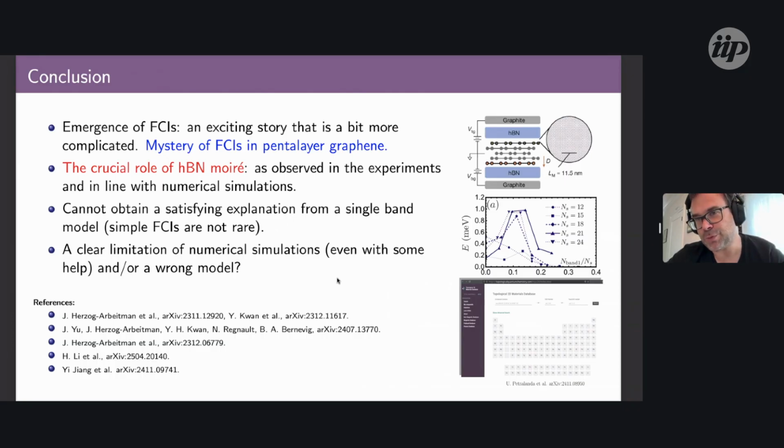We have some unpublished results on twisted MoTe2. And that's the problem. It's hard to have a very clean CFL signature there, even though it's a simpler model that's in pentalayer. Thanks.